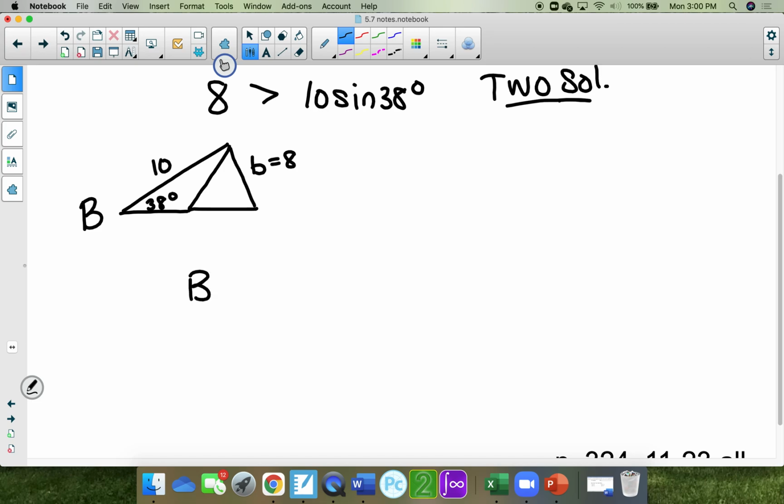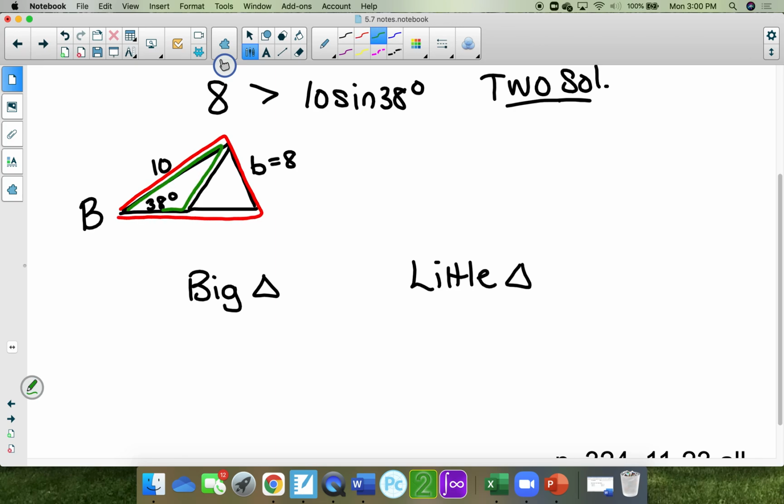Okay, we need to come up with the big triangle and the little triangle. So here are the triangles that we need to do. This is the big triangle, this one right here. And this is the little triangle, which is right here. And the reason why we picked those two is that on this one, see right here, the red one and the green one have the same 10. They also share the same angle, 38. And this is an isosceles triangle, so this is also 8, so they also share that side. So those are the two triangles that we're going to find.